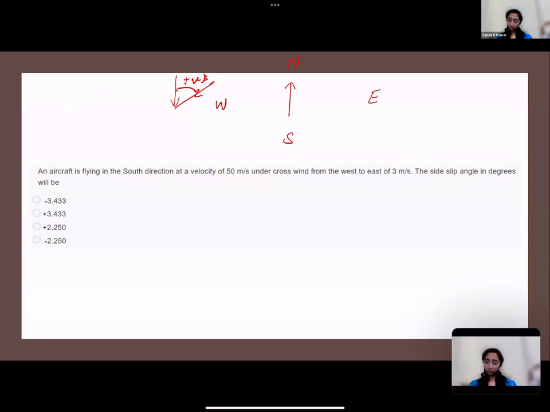Is this clear? So it says it's flying south at a velocity of 50 meters per second. Okay. Yes. So now they say south direction at a velocity of 50 meters per second is done. Now crosswind from west to east of 3 meters per second. So you have something like this. 3 meters per second. Okay. So how will your relative velocity be now? This was your initial relative velocity. Now how will it be? It will be something like this.